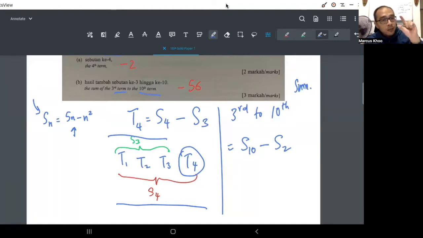Okay, if I want a specific term, then it is all 4. Let's say I want to find what is T10. This is S10 minus S9. All the 10 and then minus the first 9. You get the 10th one.